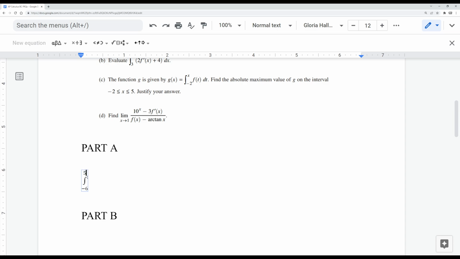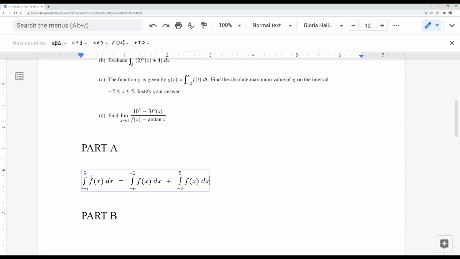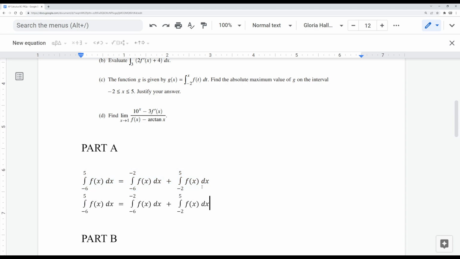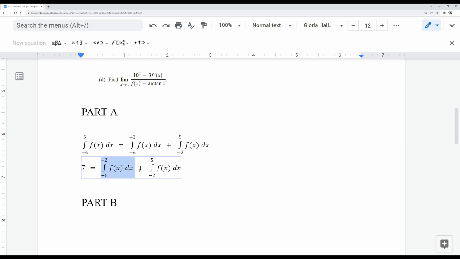The integral from -6 to 5, not 4, of f of x dx equals the integral from -6 to -2 of f of x dx plus this section right here, the integral from -2 to 5 of f of x dx. So that is what you must know. Otherwise, you won't get it right. So now that we know this, let's just copy this expression. Again, you have to write it, but I'll just copy it for time's sake. But we know this is 7 right here because it said so up here. And then we replace that. This is unknown.